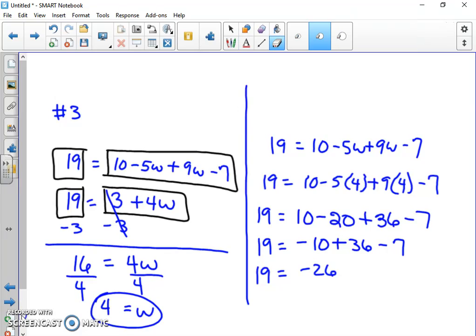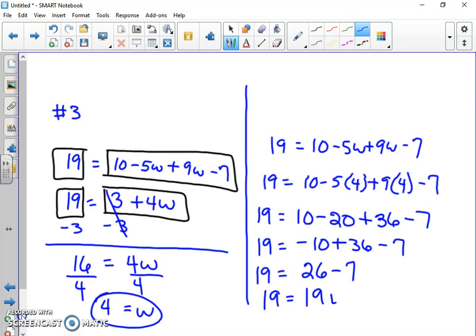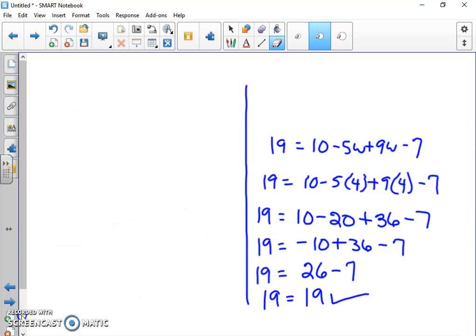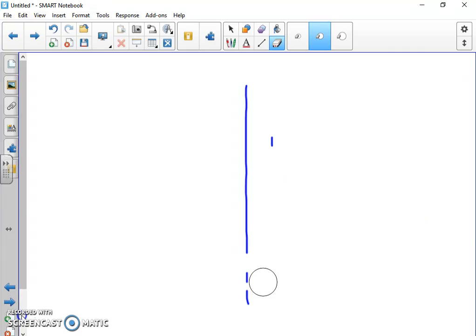Oop, I'm sorry, that is not negative 26. That is positive 26. So 26 minus 7. So 19 equals 26 minus 7 is 19. Yay, it works. Okay, we're going to do number 4 together. And that's the last one I'm going to do with you today. I want you to try the rest of them.